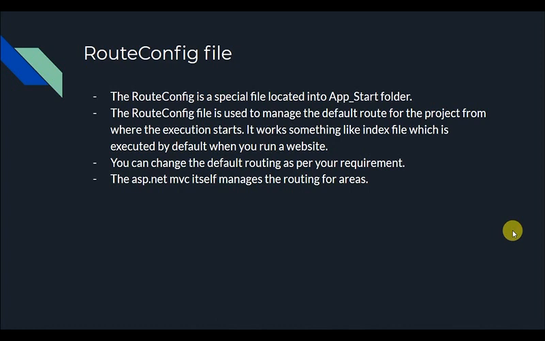Next point, the RouteConfig file is used to manage the default route for the project, from where the execution starts. It works something like the index file, which is executed by default when you run a website. Next point, you can change the default routing as per your requirement. Instead of calling the index file, if you want to call the home file or the login file, you can change it.